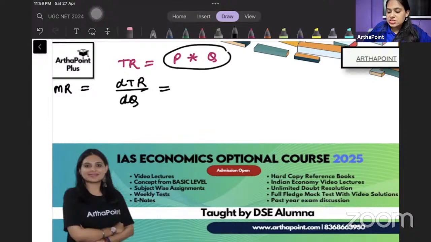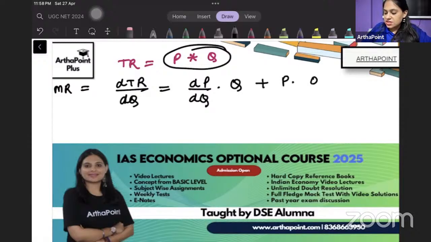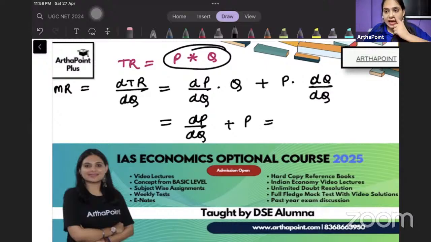So differentiate this function. How will you do it? Apply the product rule. Differentiation of the first function into the second as it is, plus the first function as it is into the differentiation of the second function. So beta, this will be P into dQ by dQ plus Q into dP by dQ, that is, dP by dQ times Q plus P. P is average revenue, or you can keep it as P. Plus AR can also be written here.